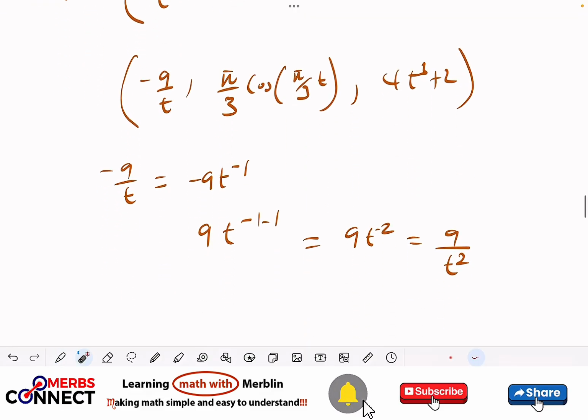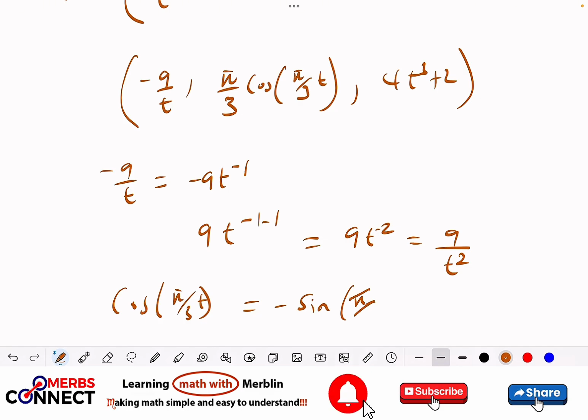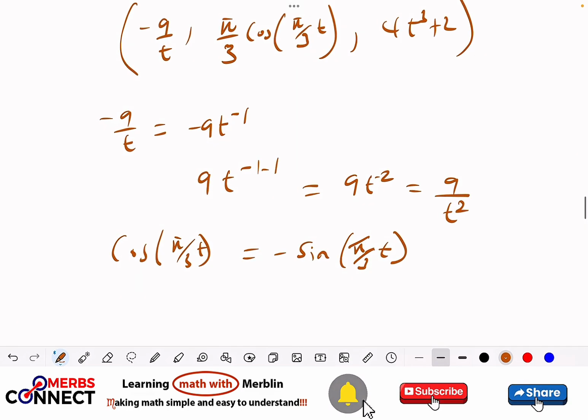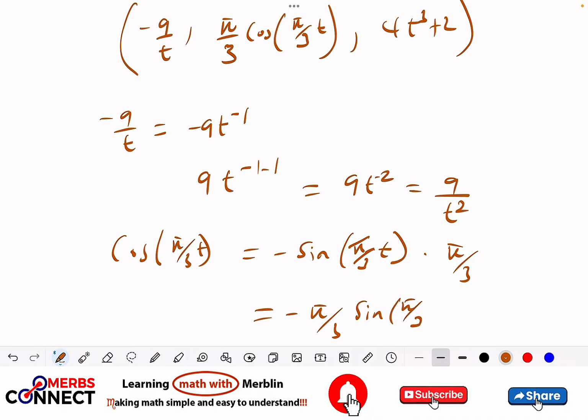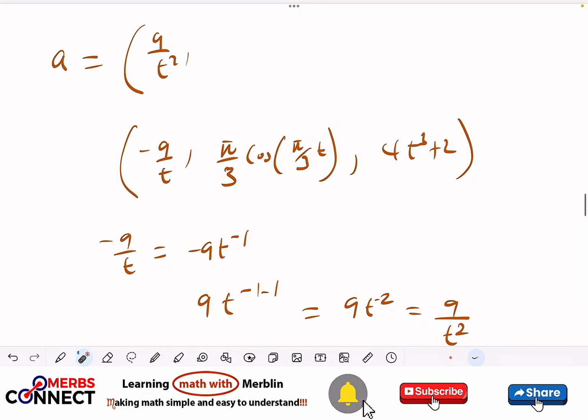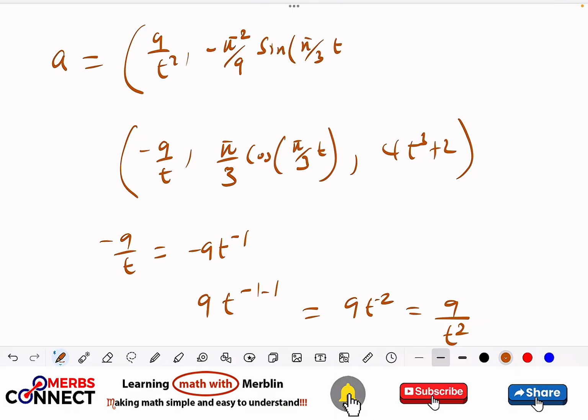Then differentiate this one again. When I differentiate cos of pi on 3 t, I'm going to have minus sine of pi on 3 t. Then I differentiate what is inside, and I'm going to have pi on 3. So when you multiply, you get minus pi on 3 sine of pi on 3t. But mind you, we have pi in front. So we are going to have minus pi squared over 9 sine of pi over 3t.